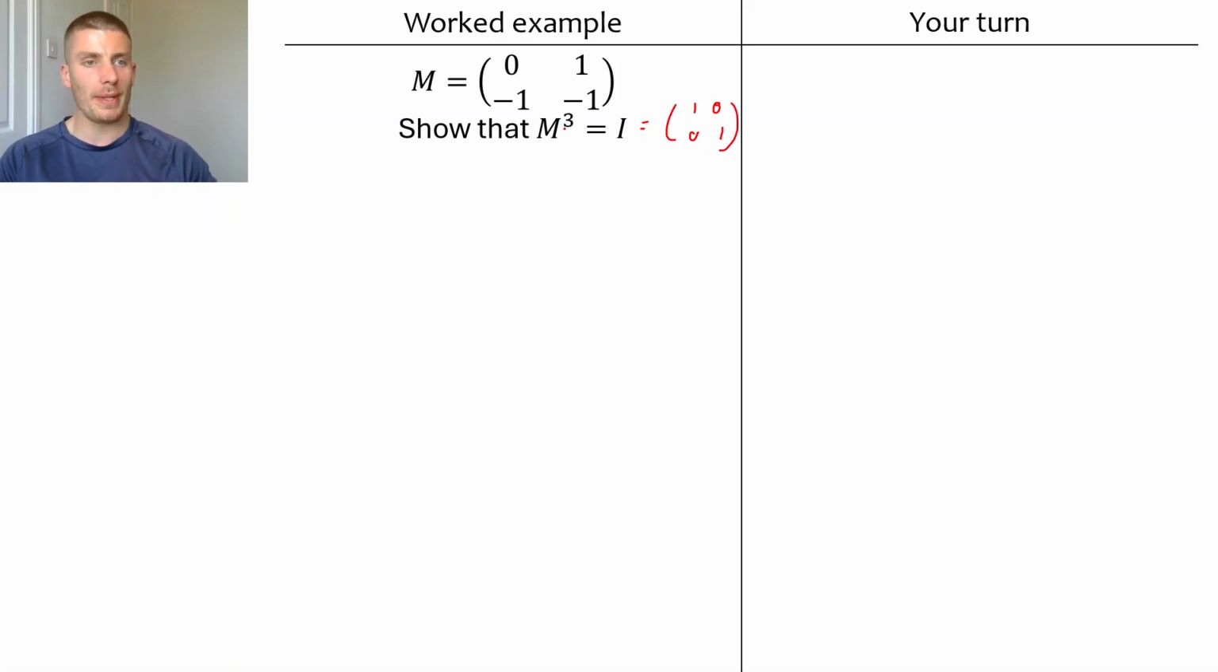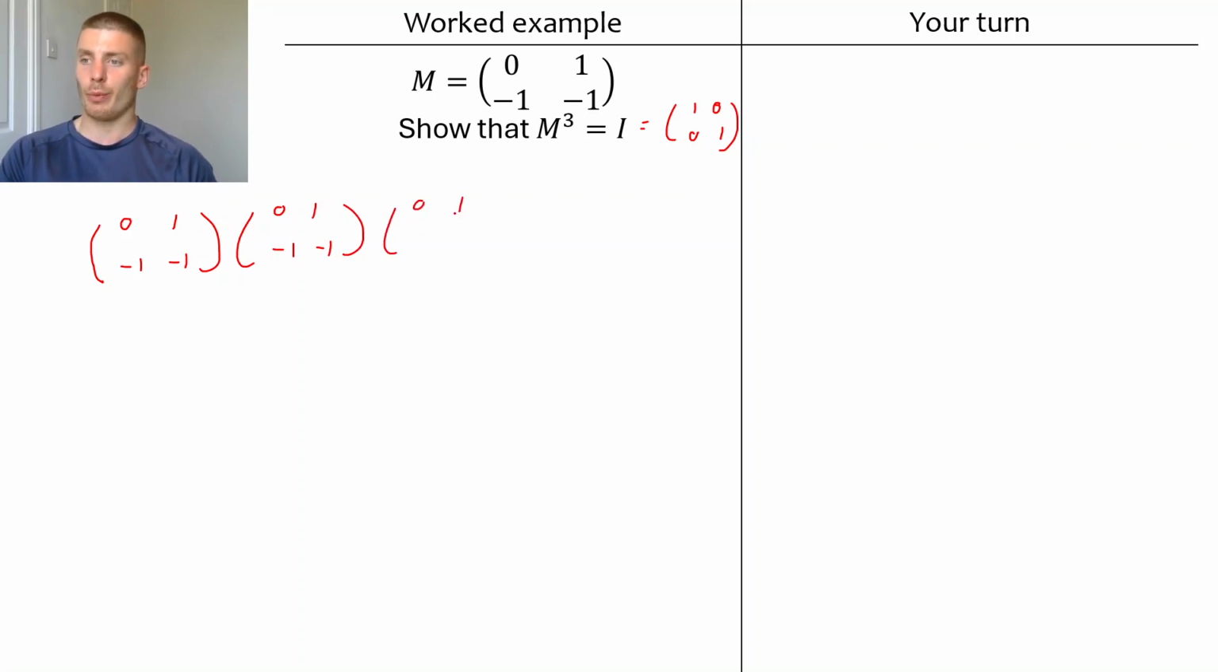Okay, now M cubed means M times M times M. So let's write things out properly. That means you're taking M, which is 0, 1, minus 1, minus 1, and you're timesing it by itself 3 times. So 0, 1, minus 1, minus 1. One more time, 0, 1, minus 1, minus 1. Now we've seen questions like this previously. Just begin by timesing the first two together, then those two with the last one. So let's take these first two matrices and multiply those two together.